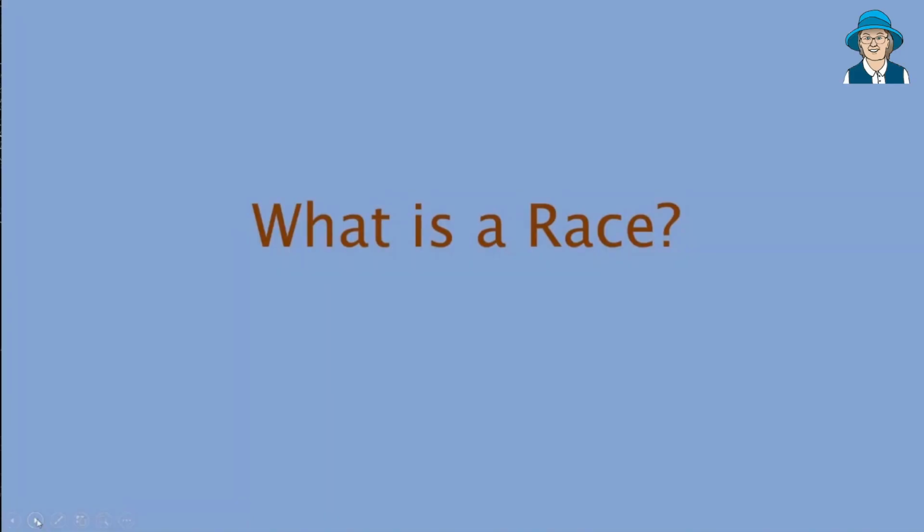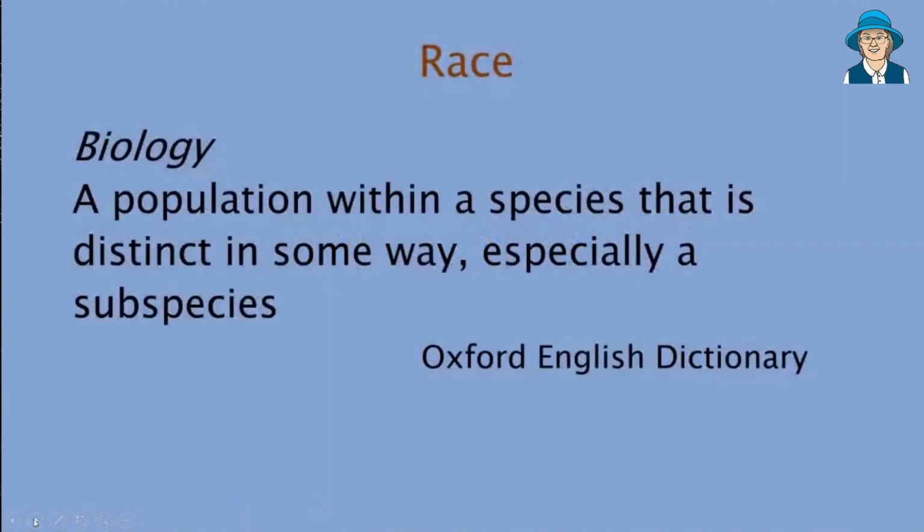Yes, all right. We have been talking about what is a race. Is it just a cultural term? No, it is actually a biological term. So it's quite in order to speak of races. And in fact, if you look up the Oxford English Dictionary, the word race, as John showed, has lots of meanings, but there is one that is specifically listed as being biology, right? And it just means a population within a species that is distinct in some way, especially a subspecies, right?